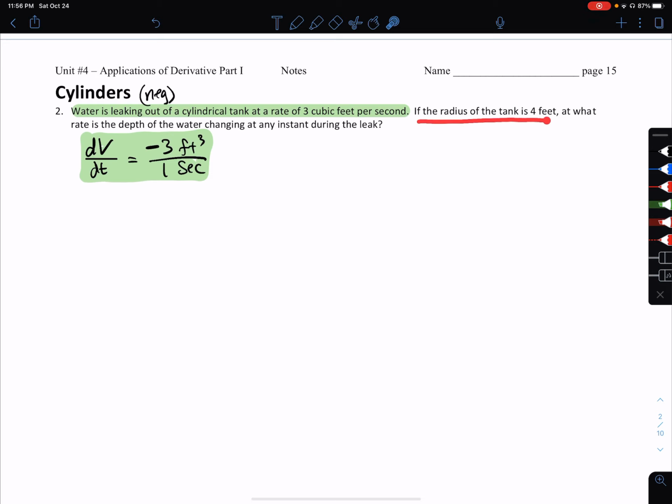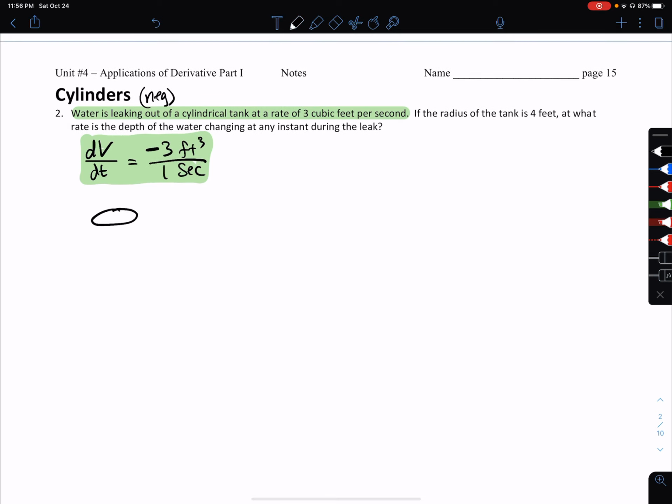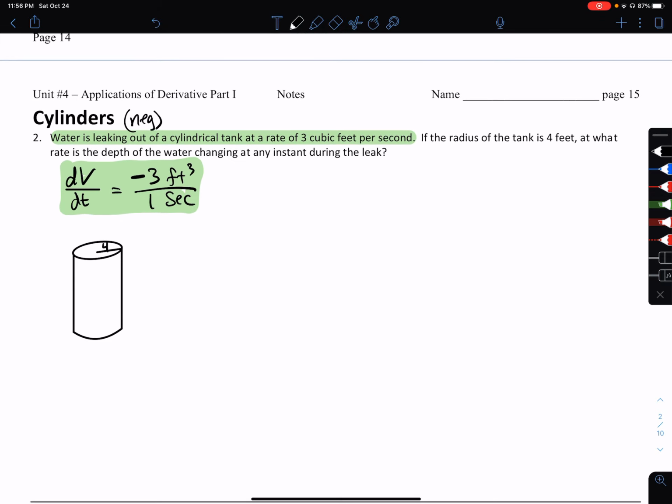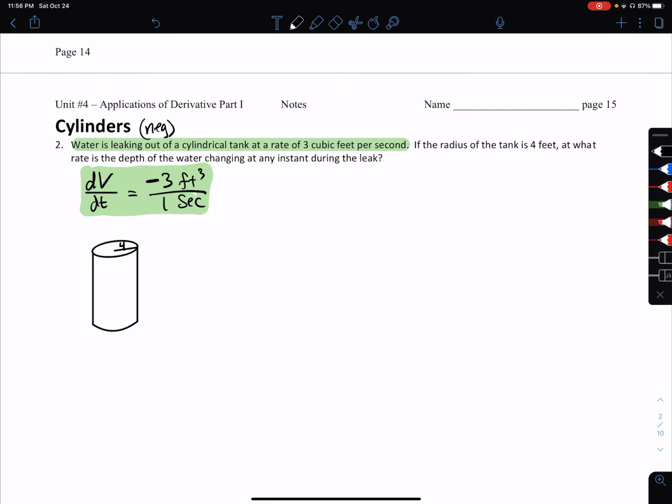If the radius of the tank is 4 feet, so you know what, I should write that down. I'm going to draw a cylinder. Come on fella, it's supposed to turn into an arc, but there we go. So this radius here is 4 feet. I'll write that down over here as well.